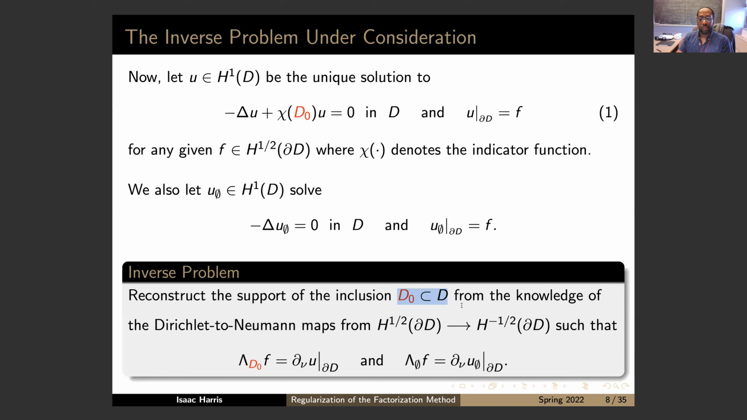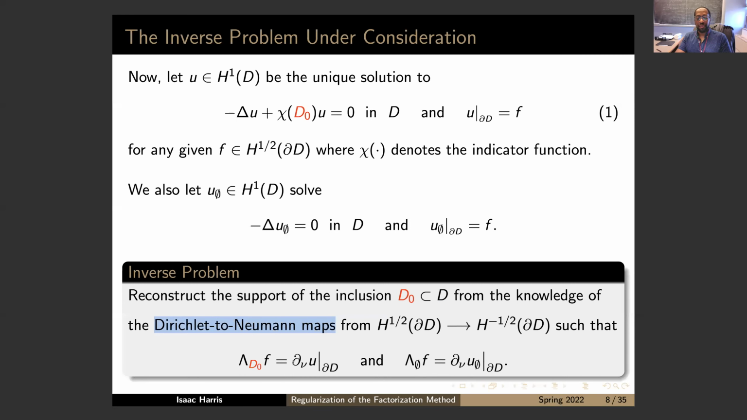By totally contained, I'm assuming that the distance between the region D0 and the boundary of D is positive. There's some positive distance between them; they're well separated. And we're going to try, assuming that we know these Dirichlet and Neumann maps.